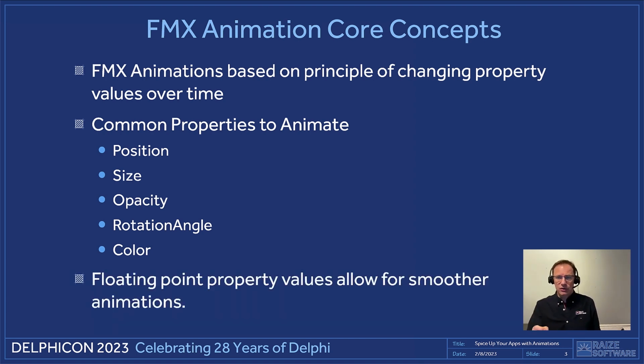One of the things to note, this is one of the reasons why various properties in FMX are singles, floating point values, as opposed to straight integers, because a floating point value allows you to have a smoother animation between one point and another. In order to do the animation, you take the start value and end value of the property change, and divide it up into sections and how far you're going to go through the animation duration. Floating point numbers give us a much smoother animation approach for that.